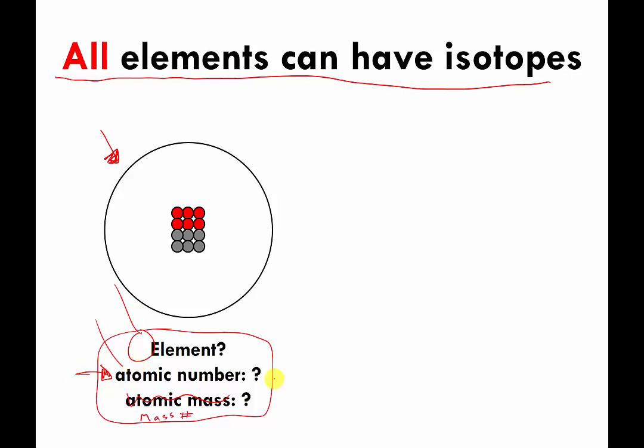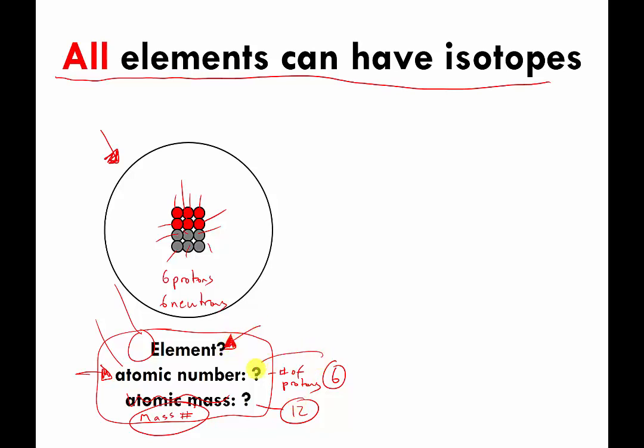What's the atomic number? Well, atomic number is number of protons. And this guy over here has 1, 2, 3, 4, 5, 6 protons. So the atomic number for whatever this is, is 6. If I want to know the mass number, I have to count up the protons and the neutrons. There's 6 gray ones, 1, 2, 3, 4, 5, 6. So 6 neutrons as well. Mass number is 12.